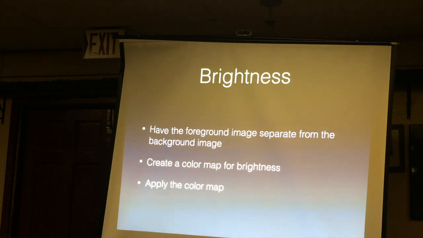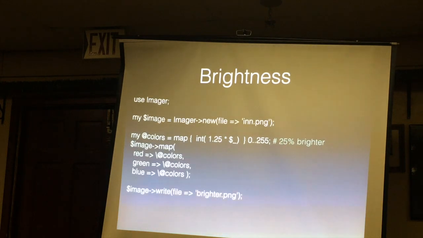So then we need to create a color map for brightness, because if you're just in Photoshop or GIMP, there's a little function that says increase brightness. But behind the scenes, it's doing a color map for you. Imager doesn't have a little brightness function. You actually have to create a color map, and I'm going to show you how to do that. And then apply the color map.